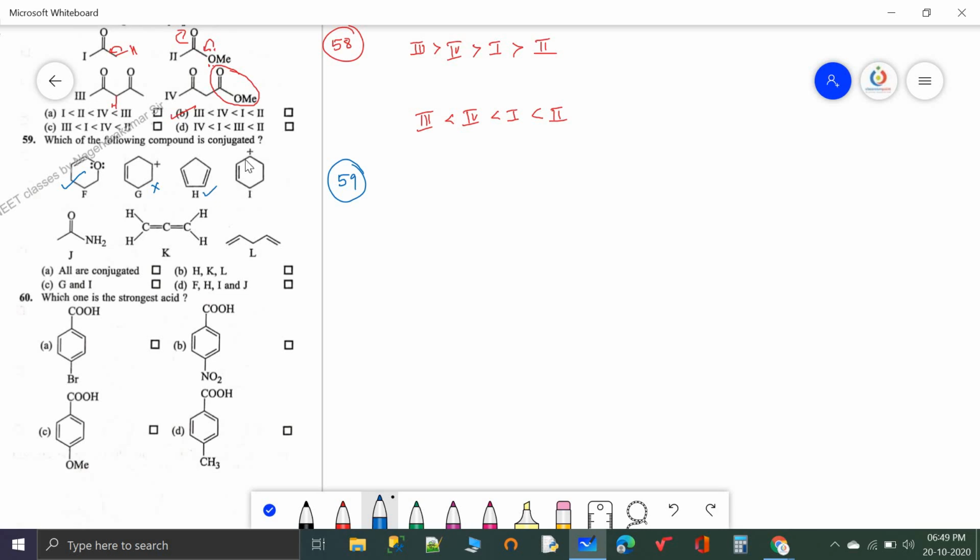Positive charge and double bond separated by a single bond, conjugated. Here the lone pair of electrons will be on the nitrogen, double bond separated by a single bond, conjugated. This is not conjugate, this is cumulative. Here also it is not the conjugated one, because two single bonds are there between the two double bonds. So F, H, I, J. Option D is correct.